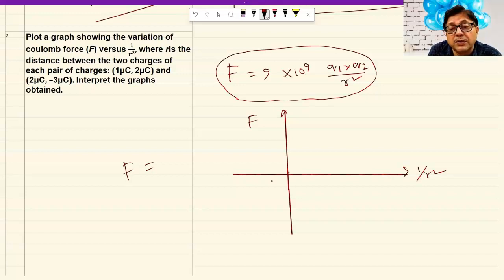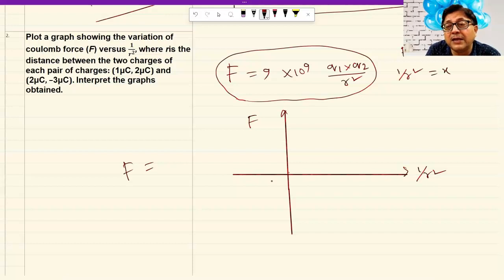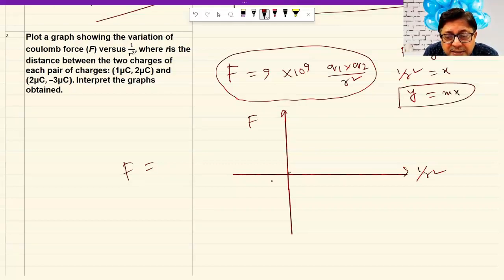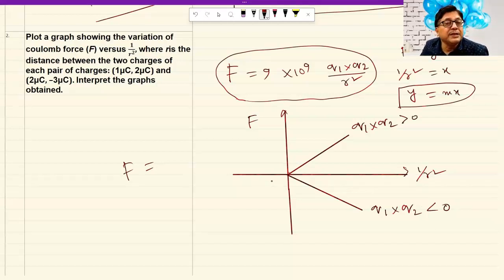So F versus 1 by r square, if you plot, it is going to be a straight line, because 1 by r square you take as x here and F as y. So this is y equals mx type of graph. A y equals mx graph is a straight line. For positive value, it will pass through origin. For negative value, it will also pass through origin, but directed this manner. So here q1 q2 is less than 0, and here q1 into q2 is greater than 0. So the graph will be like this.